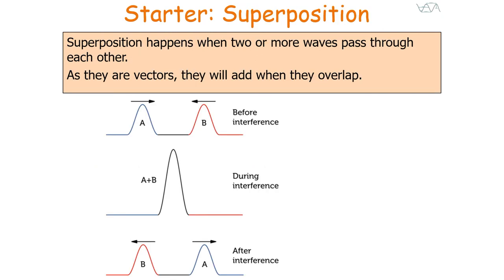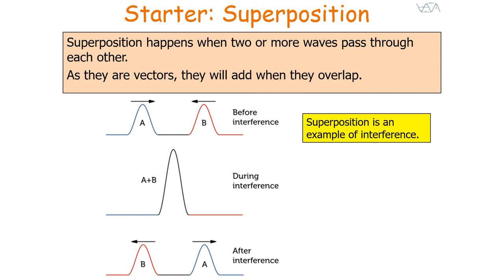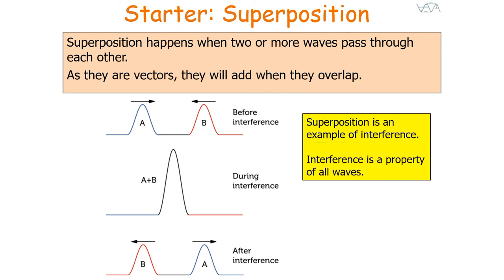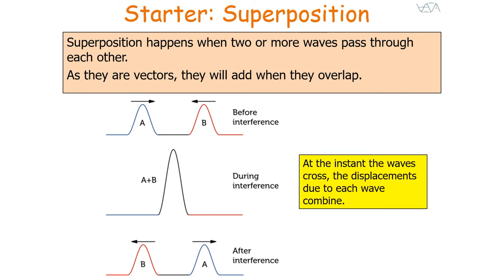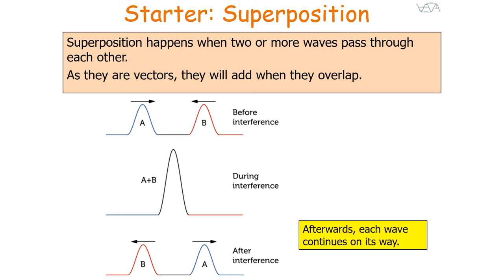Now, superposition happens when two or more waves pass through each other. Because they are vectors, they will add when they overlap. Superposition is an example of what we call interference, and interference is a property that all waves demonstrate. Before the superposition takes place, the progressive waves head toward each other. At the instant the waves cross and overlap, their displacements combine, whilst after the superposition, each wave continues on its way.